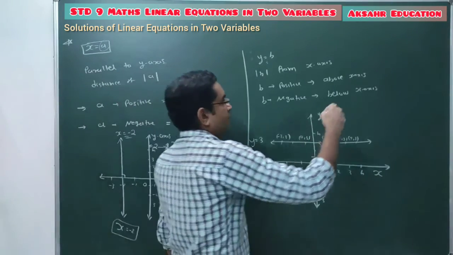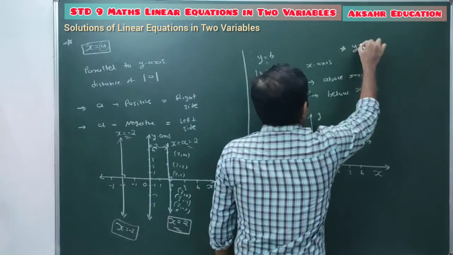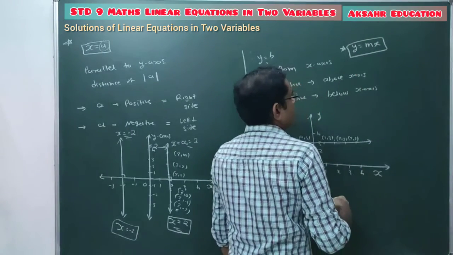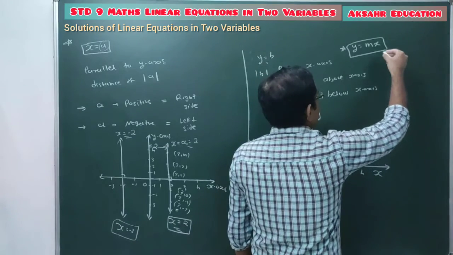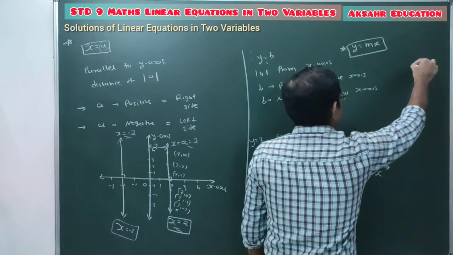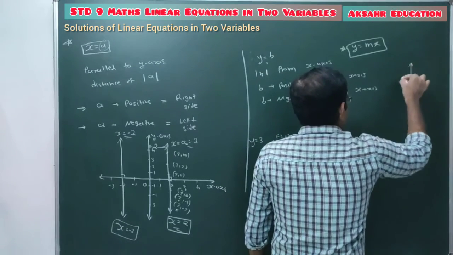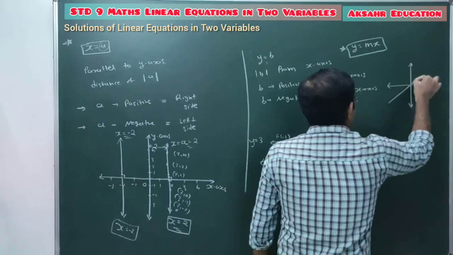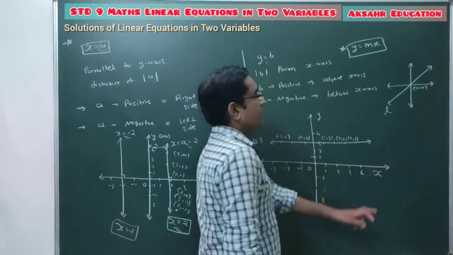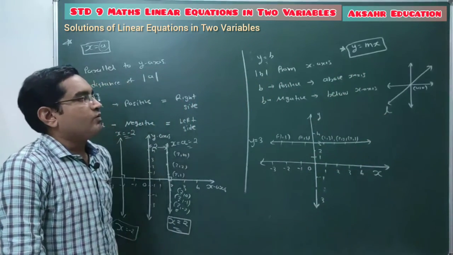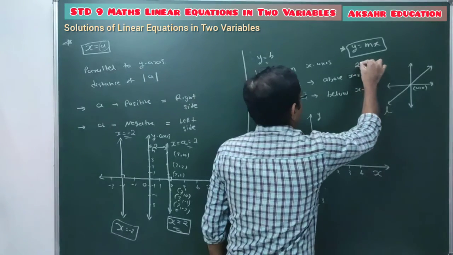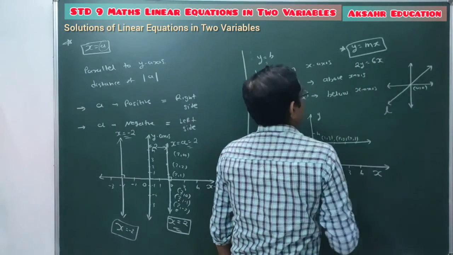And one more equation is there, that is y = mx. This is the equation of a line which is passing through the origin. That means the equation is in the form of variables x and y, and no constant term is there in that equation. These are the lines which pass through the origin, 0, 0. Done? So y = mx is the equation of line passing through the origin. For example, 2y = 6x, this type of equation.